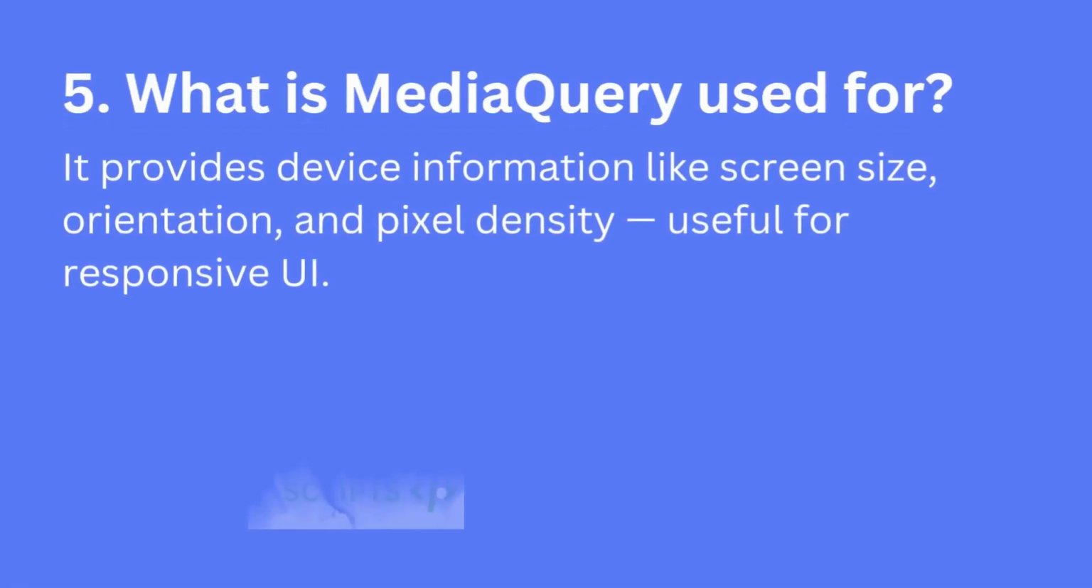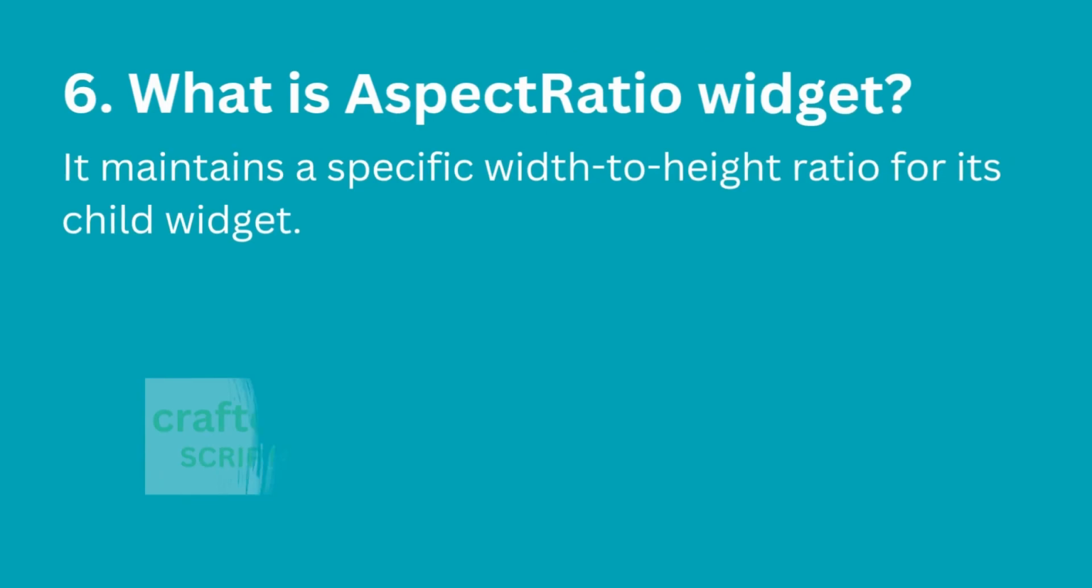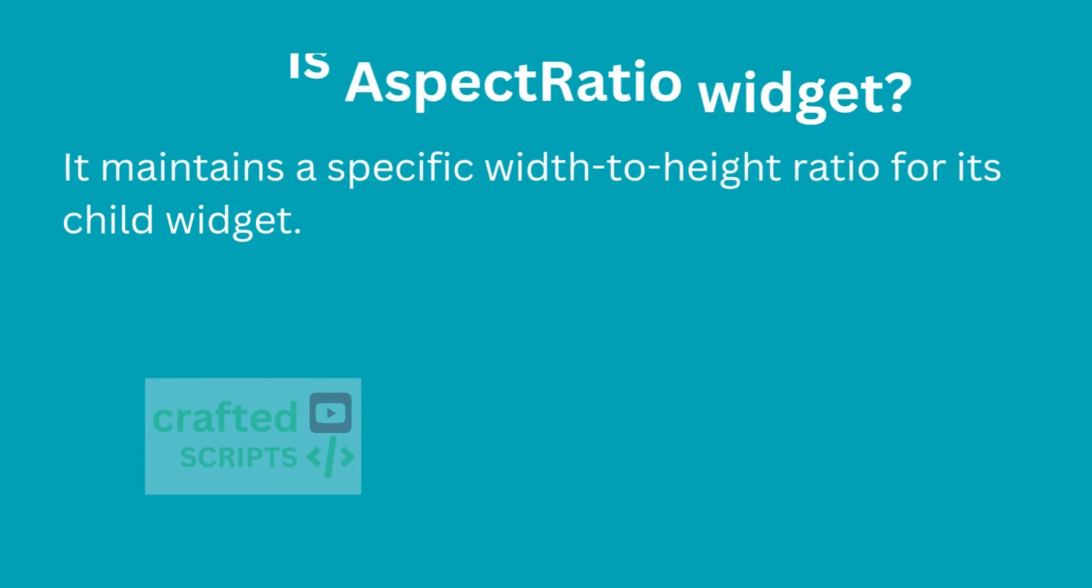Question number 5. What is MediaQuery used for? It provides device information like screen size, orientation, and pixel density, useful for responsive UI. Question number 6. What is the AspectRatio widget? It maintains a specific width to height ratio for its child widget.